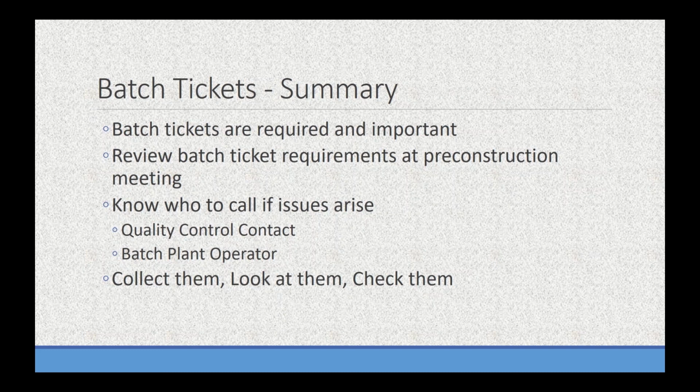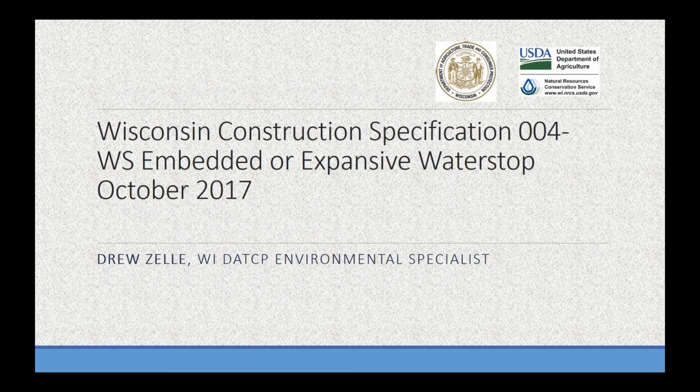We've talked about concrete mixes and material requirements, and we're going to get into the other key component of concrete inspection. We're going to talk about the new specification called Wisconsin Construction Specification 004-WS, embedded or expansive water stop. This came out in October of 2017, so this will be the first year that this specification was in place.